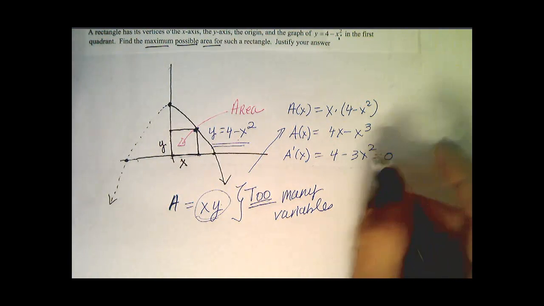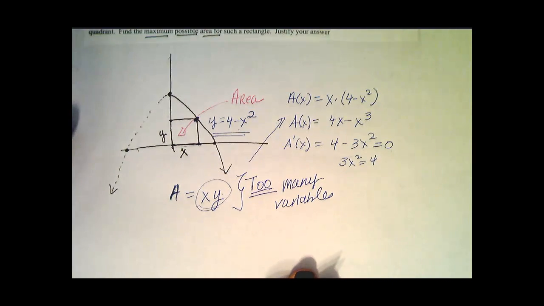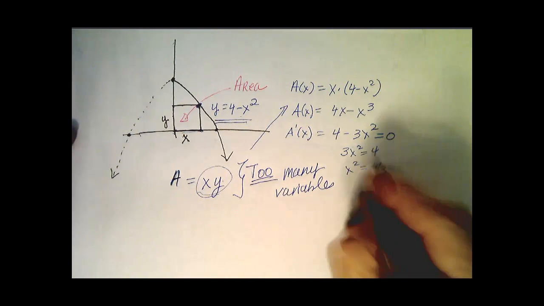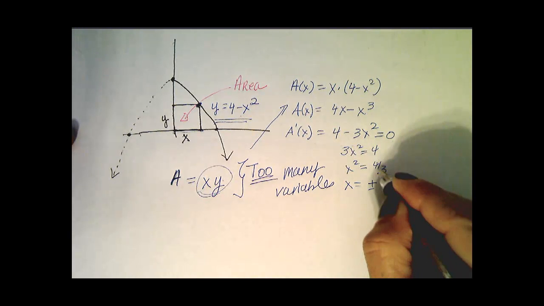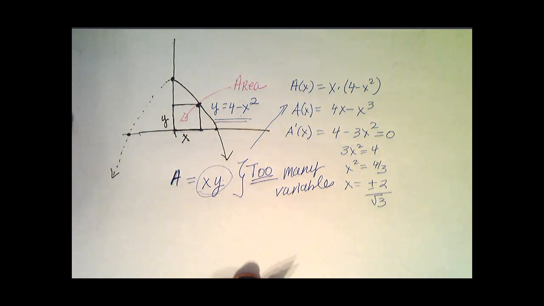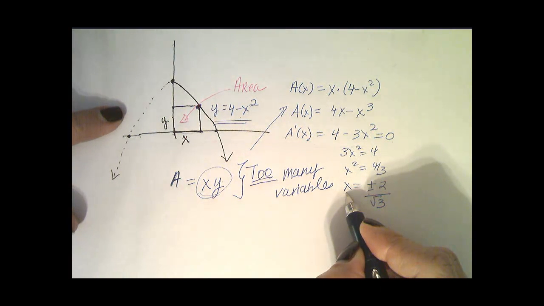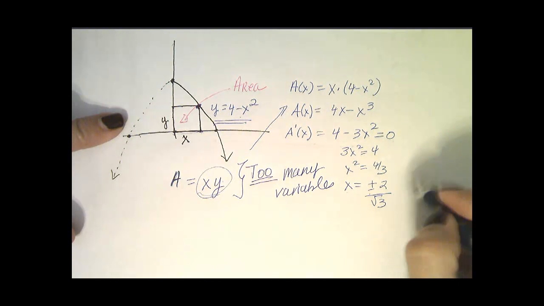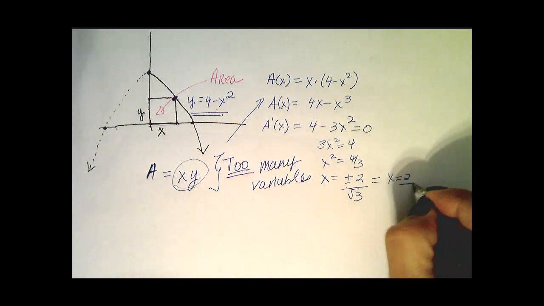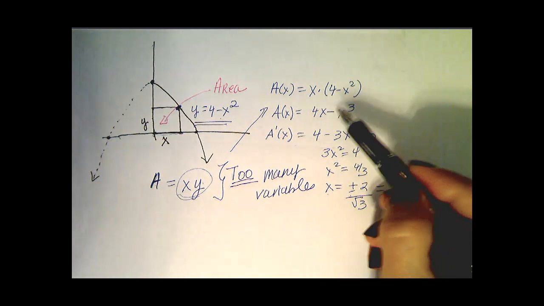So now I need to solve this, but this is a quadratic. So I know that 3x squared equals 4, and so x squared equals 4/3, which means x equals plus or minus the square root of 4/3, or 2 over the square root of 3. Now, I don't care about the negative solution to this quadratic because I'm stuck in the first quadrant. So what I know is that x equals 2 over the square root of 3. That's the x value that maximizes this area.